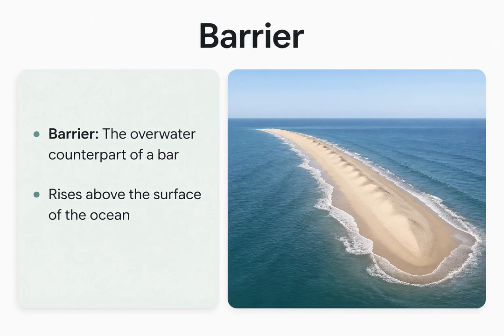While a bar remains hidden beneath the waves, a barrier does not. A barrier is simply the overwater counterpart of a bar. It is a ridge of deposited sand and debris that has accumulated enough material to permanently rise above the ocean surface, acting as a shield for the coastline behind it.